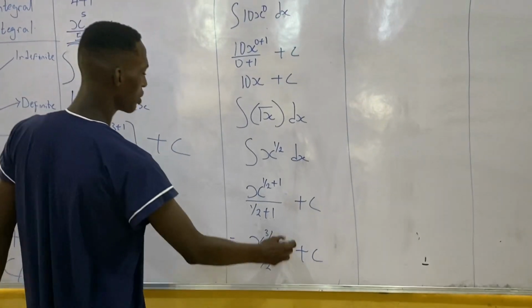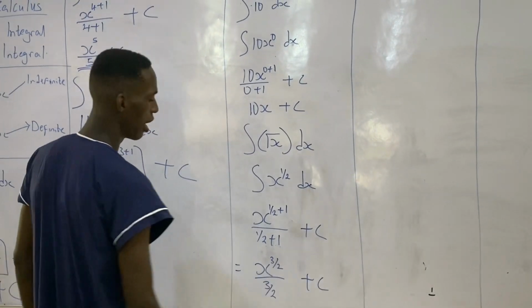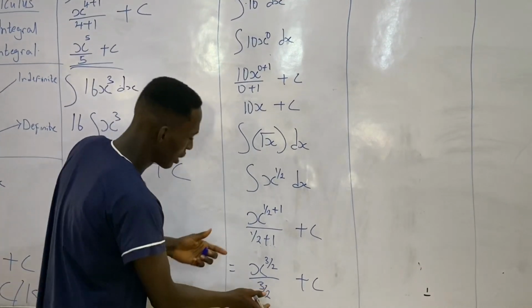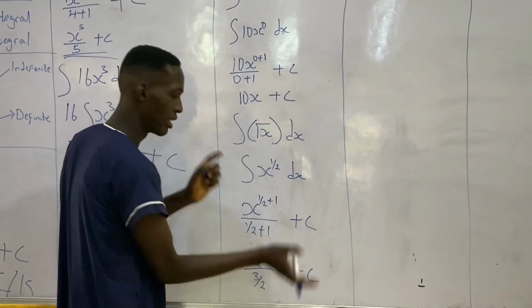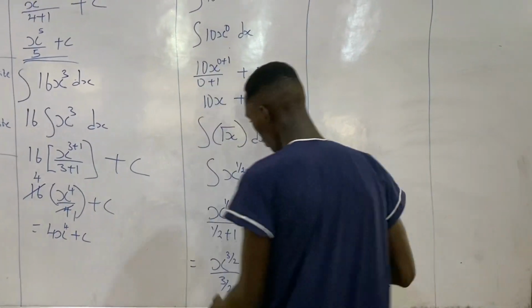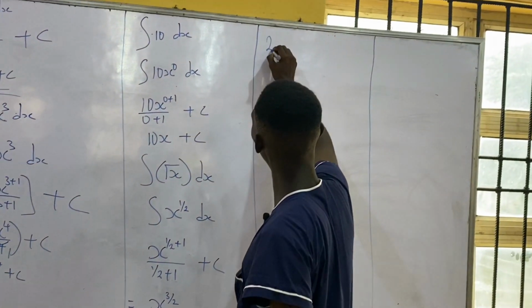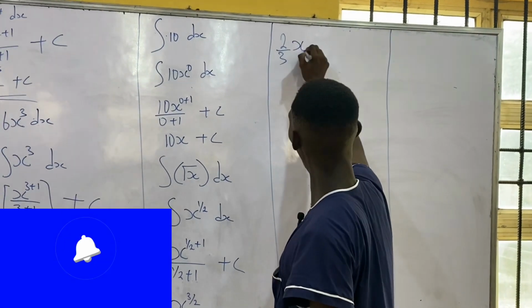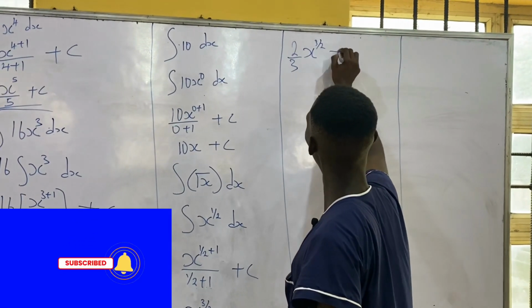So we can multiply both the numerator and the denominator by what? 2 over 3. Or if you do not understand it that way, you can just bring this to the other side and reverse it back. We all know how we do it then in our primary school days. So therefore this will give us 2 over 3. Then we have our x to the power of 3 over 2 plus c.